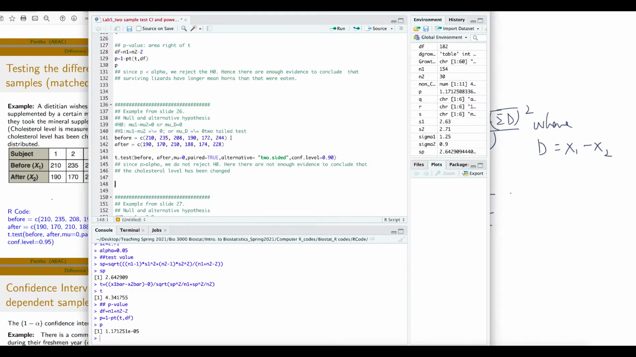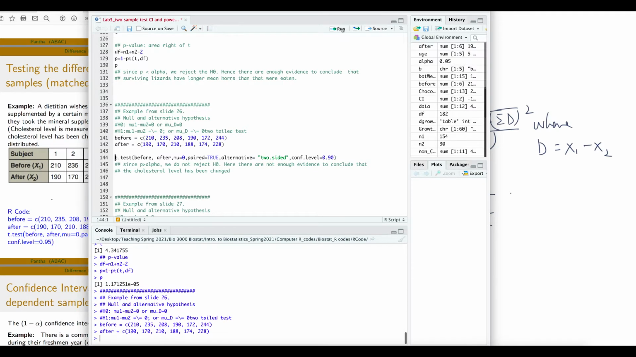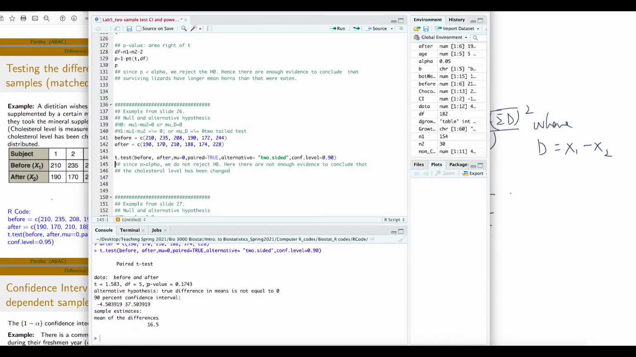So let me run this, and look at this p-value. That's what we look at. The p-value here is 0.1743. Then what do you write? Since p is greater than alpha, we do not reject H0. Hence, there is not enough evidence to conclude that the cholesterol level has been changed. So we cannot say that the mineral has any significant role in changing the cholesterol level of a person. You can conclude that. Another way of testing the hypothesis is using the confidence interval.